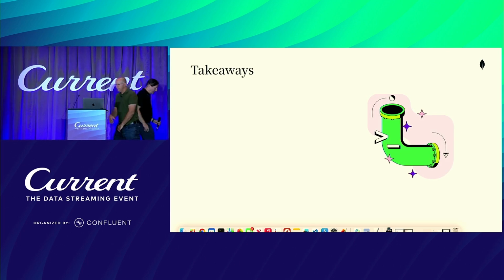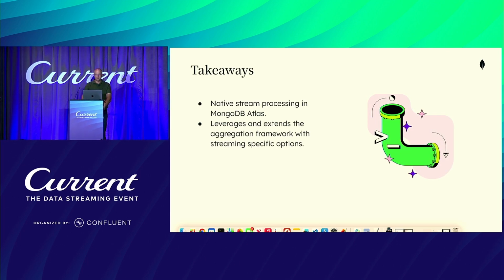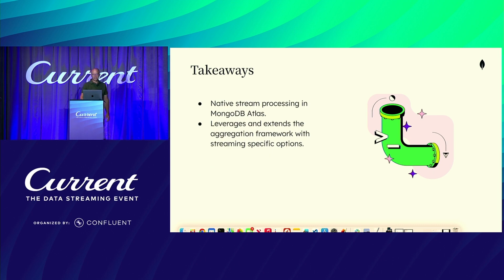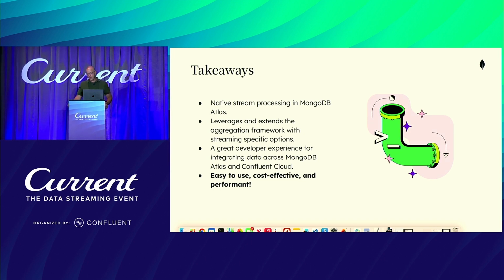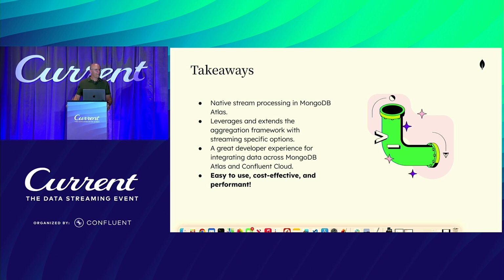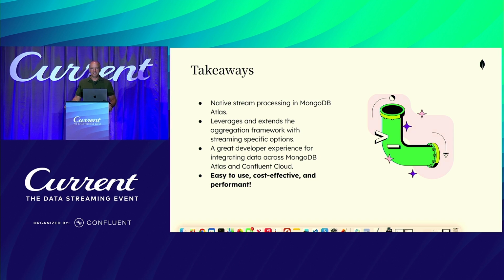All right. Thanks, Igor. So there are some key takeaways here. We do have native stream processing capabilities within Atlas. It extends the aggregation framework with specific options, and is easy to use and cost effective. Hopefully today you learned a little bit about stream processing and where we're going with it. It is not Kafka, so we are not a message store. It's the very first thing people think, that we're replacing Kafka. We are not replacing Kafka.